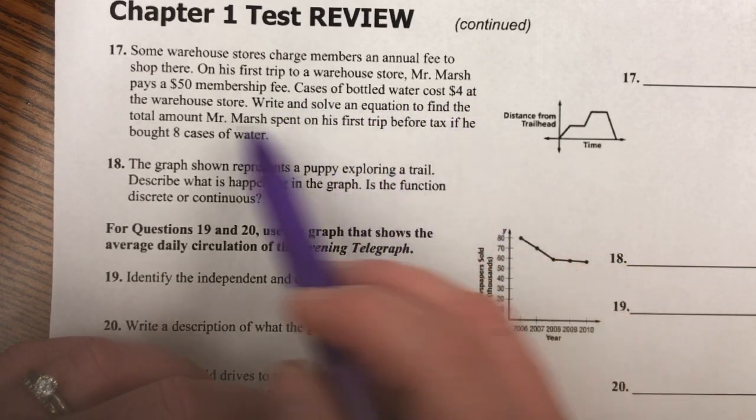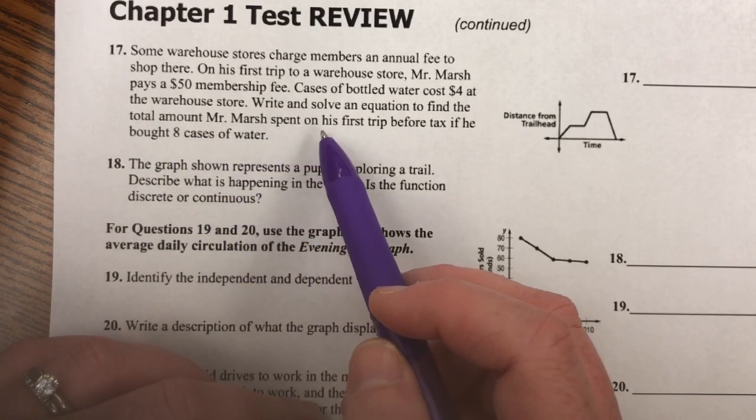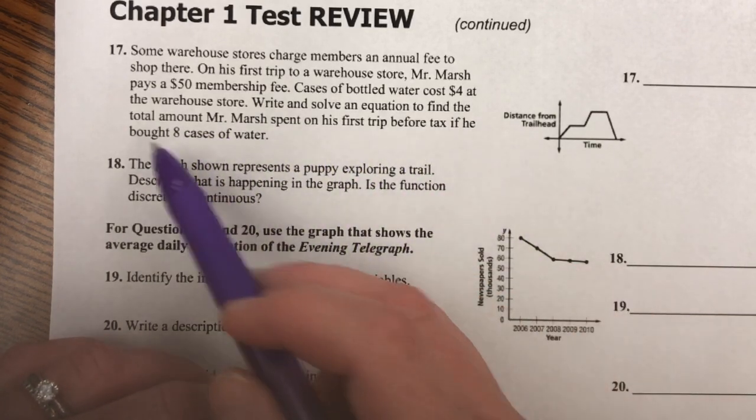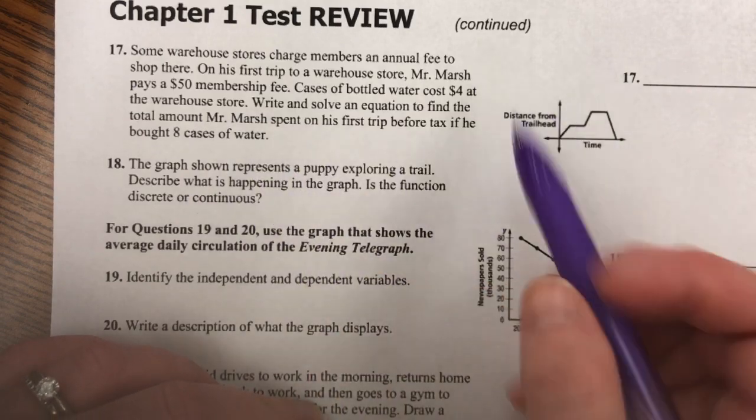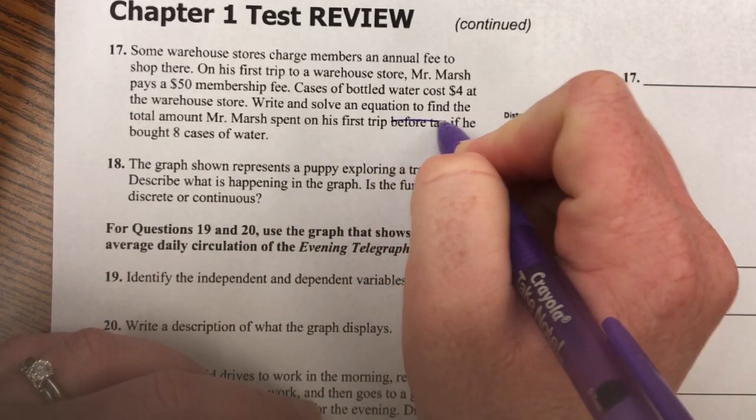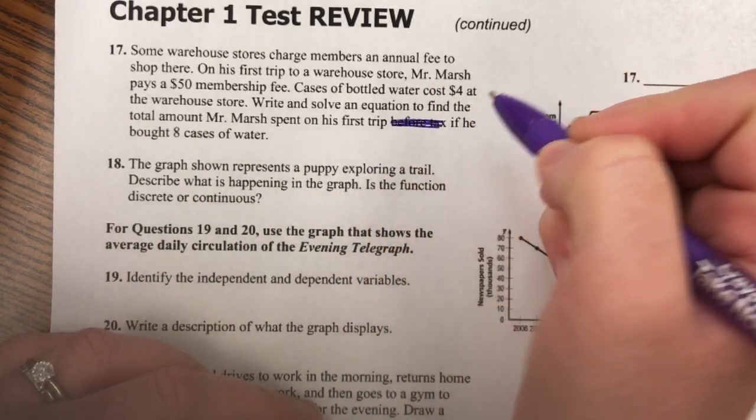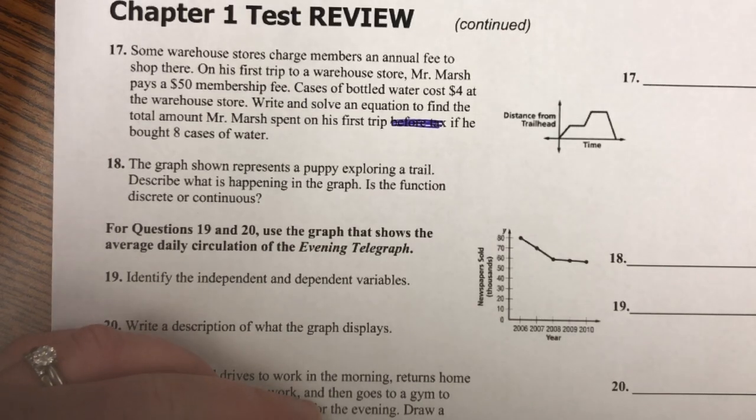Write and solve an equation to find the total amount Mr. Marsh spent on his first trip before tax if he bought 8 cases of water. And this whole before tax thing doesn't matter. They didn't mention tax to us. Some of you smarty pants out there say, well, I know when I buy something, there's tax. So what? Just ignore that for right now. This is a simple math problem.